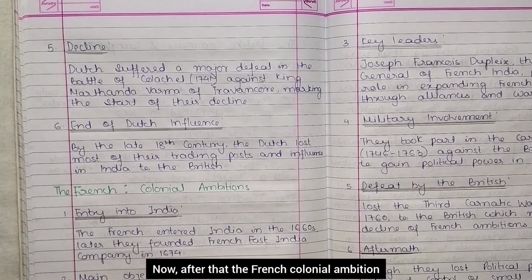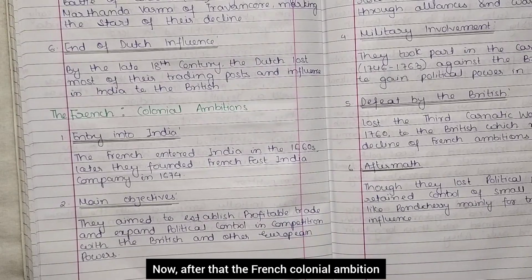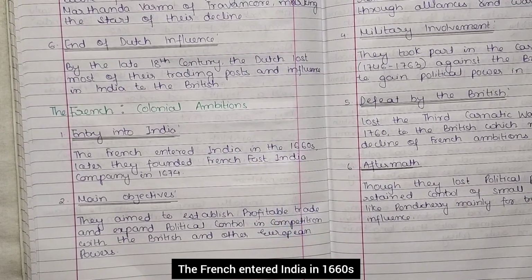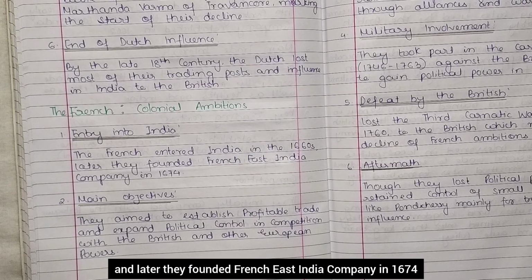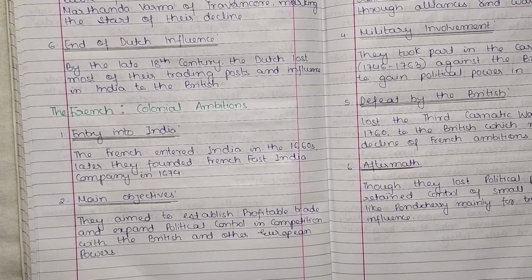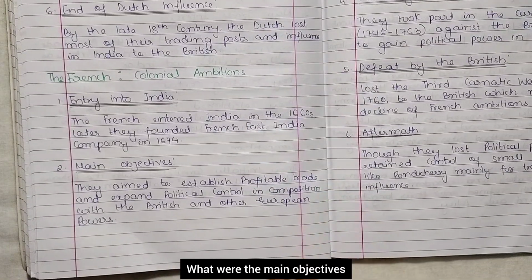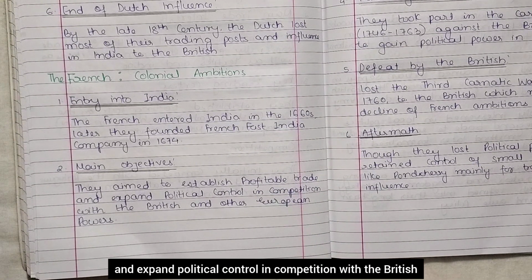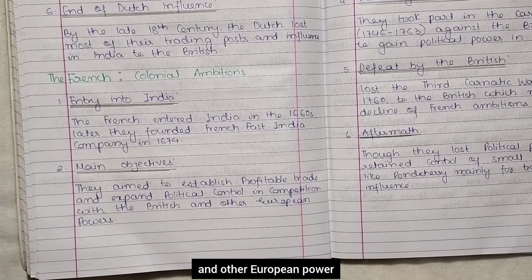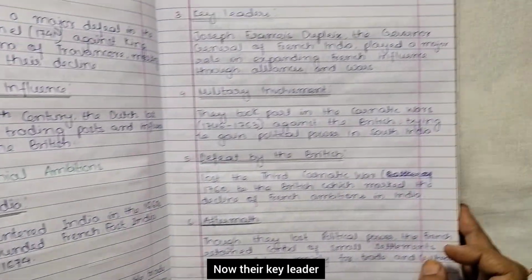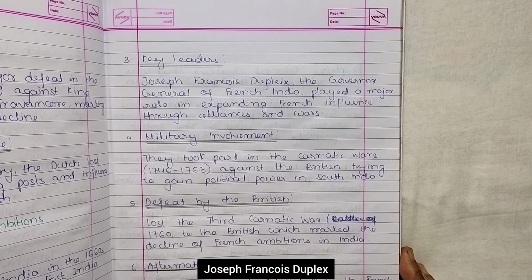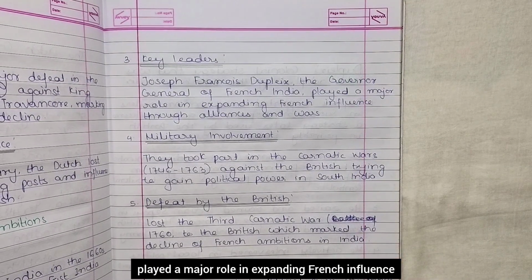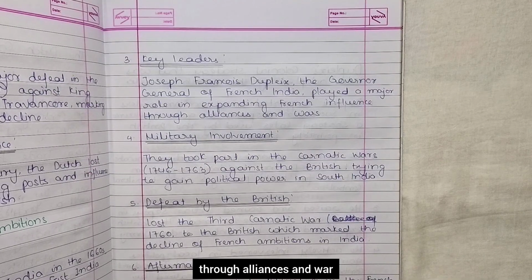Now, after that, the French colonial ambition. How did they enter India? The French entered India in the 1660s and later founded the French East India Company in 1674. What were the main objectives? They aimed to establish profitable trade and expand political control in competition with the British and other European powers. Now, their key leader, Joseph Francois Dupleix, the Governor General of French India, played a major role in expanding French influence through alliances and war.